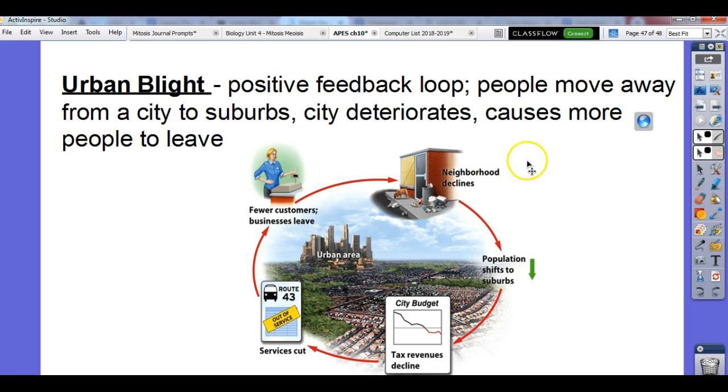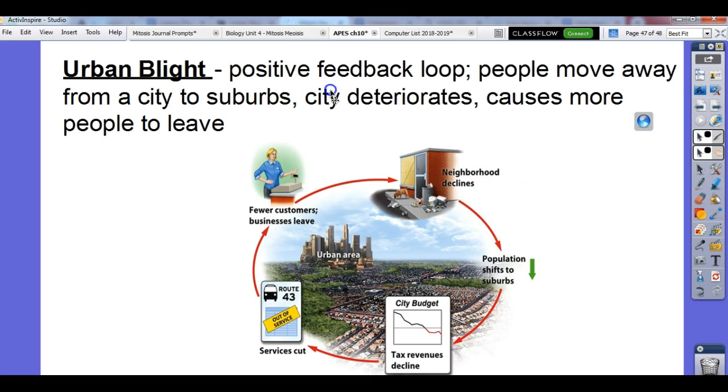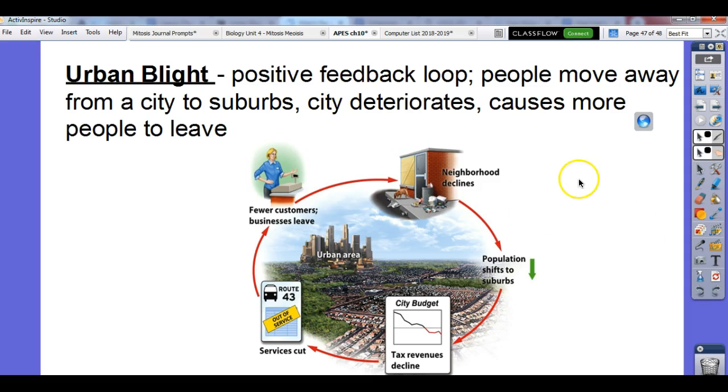So what the heck is urban blight then? Well, this is a problem, okay? It is a positive feedback loop. We talked about positive feedback loops being a snowball effect, right? So they get bigger and bigger and bigger. Okay, they keep feeding into itself.